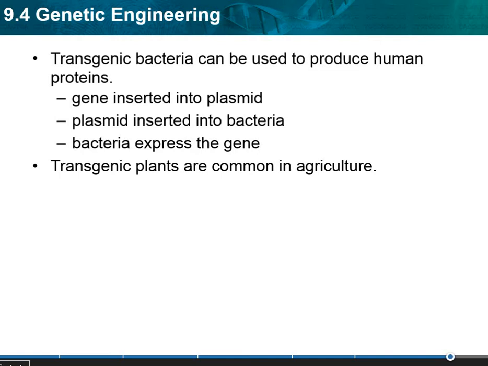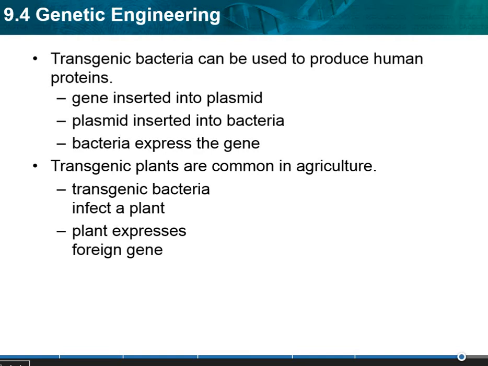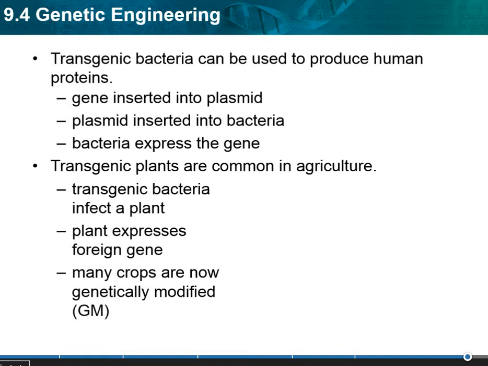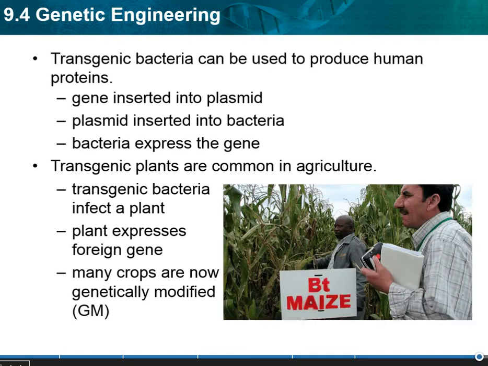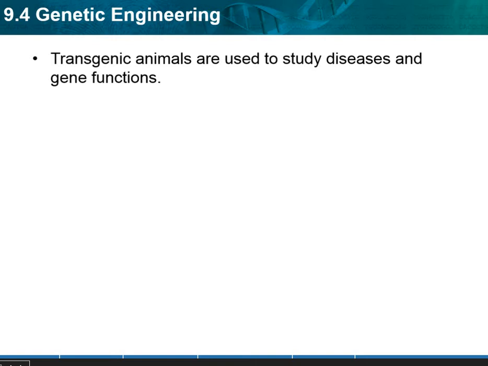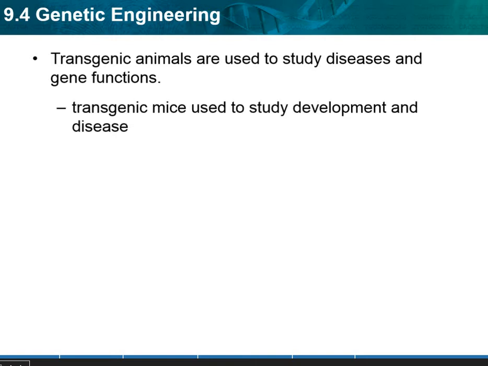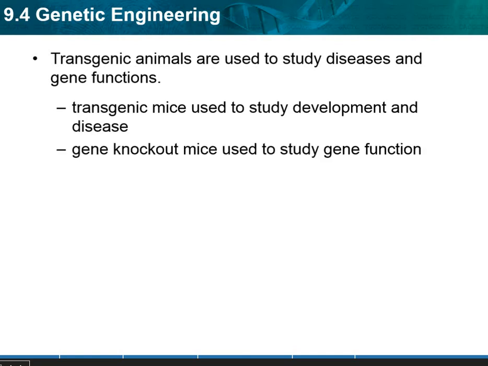So transgenic plants are common in agriculture. Transgenic bacteria infect a plant, and the plant expresses that foreign gene. Many crops are now genetically modified, or GM crops. That is something you've probably heard of, and we will be talking about it in class. Are genetically modified crops good or bad, or what's the viewpoint on it? Transgenic animals are used to study disease and gene function, so that's beneficial. Transgenic mice are used to study the development of a disease. For example, you can have mice with Alzheimer's and check whether you can cure different issues with it. Gene knockout mice are used to study gene function.